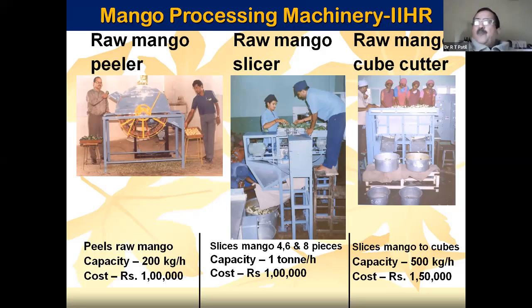This is the raw mango peeler, the first machine. In that, you remove the peel of the raw mango, kacha mango. The second thing is the raw mango slicer. That means you slice the mango into 3, 4, 5 pieces. And the last one is the raw mango cube cutter. It cuts it into cubes.